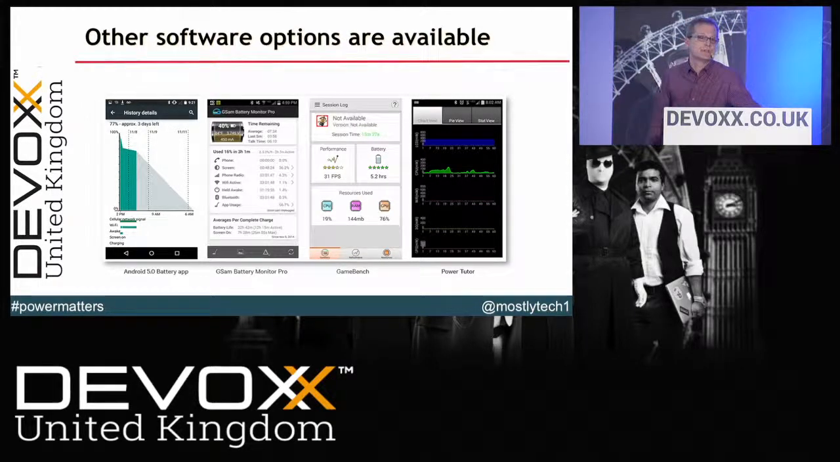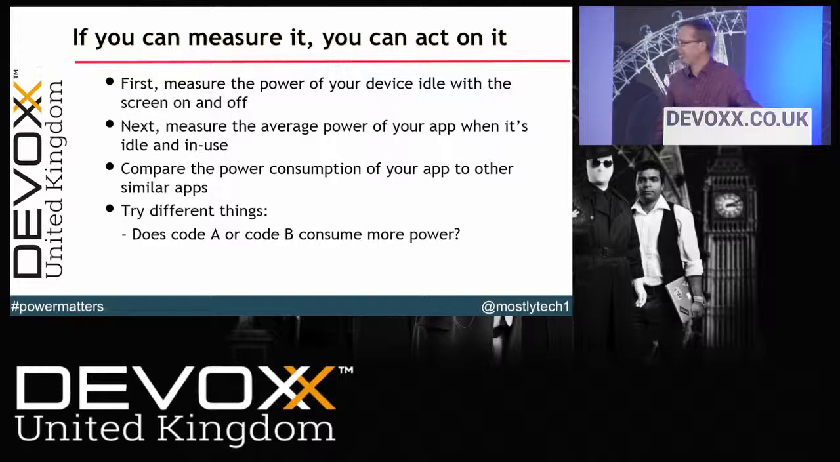There's a lot of other good software options available. I've listed a couple here on Android. Of course, they're on every platform. GameBench is a really good app. GSAM Battery Monitor Pro. Power Tutor does per rail modeling, worth checking out. As I said, if you can measure it, you can act on it.